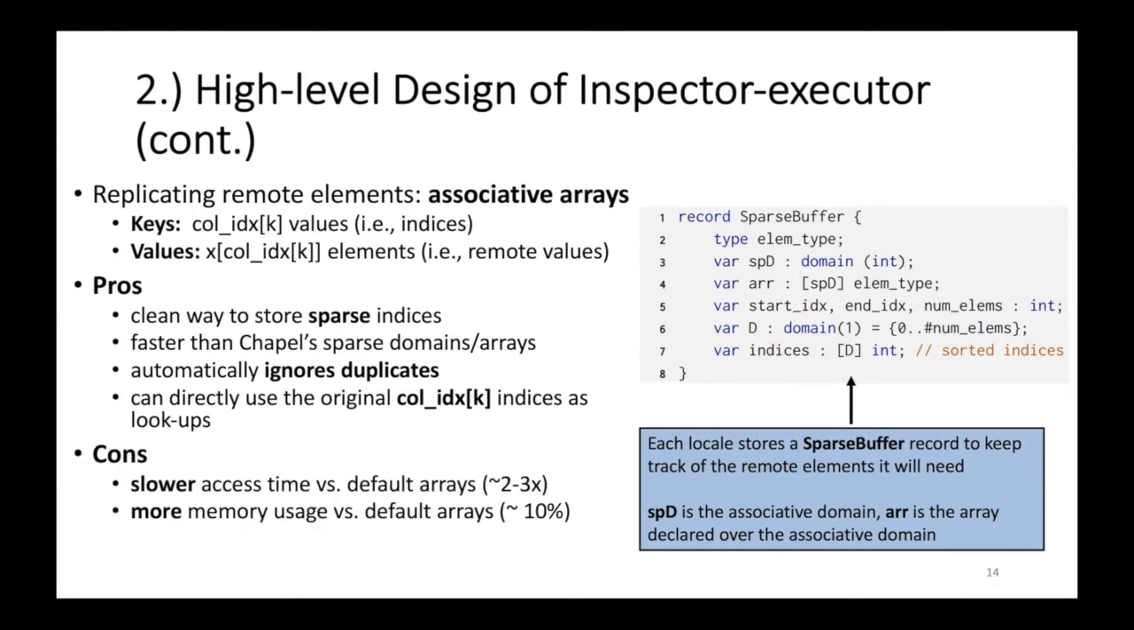But there are some disadvantages. In general, they have slower memory access times versus default arrays, and on a per element basis, they're going to be using more memory as well. And shown here on the right is what each locale is going to be storing to represent its associative array. It's what we're going to call a sparse buffer.